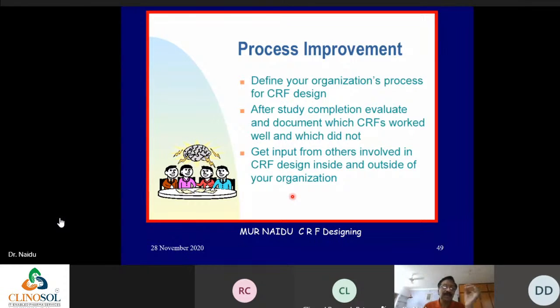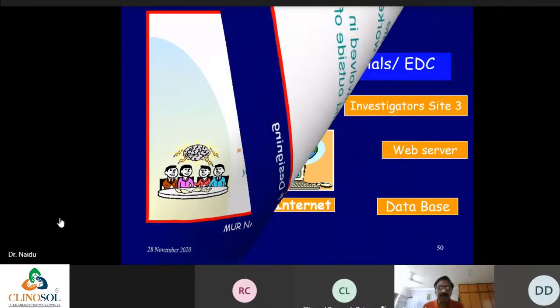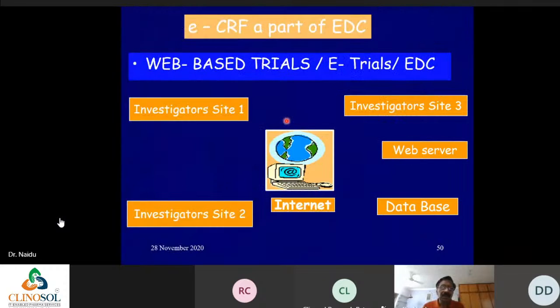Let them tell this is okay, this is not okay, this improvement has to be done. So these are some of the processes you have to adopt for improving your case record form and prepare the best case record form for any clinical trial. Sometimes we are using e-case record form or electronic data entry.